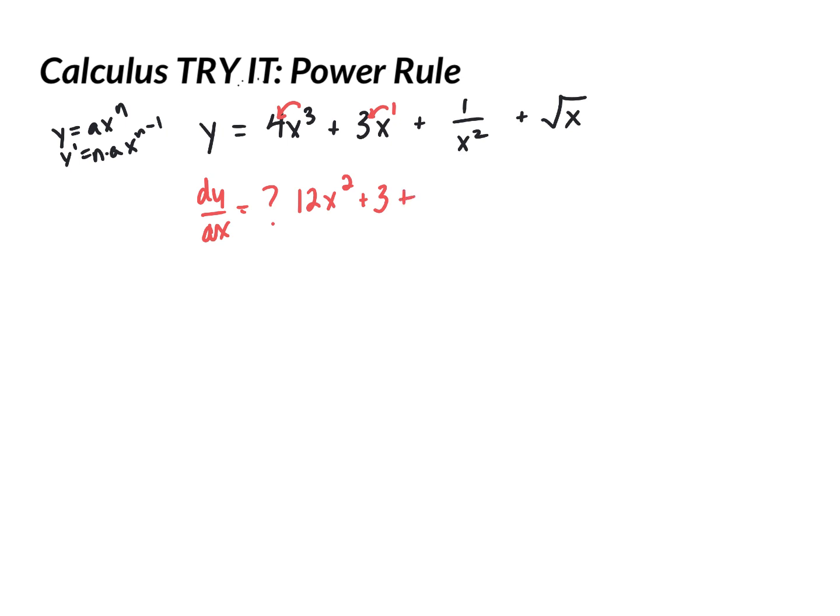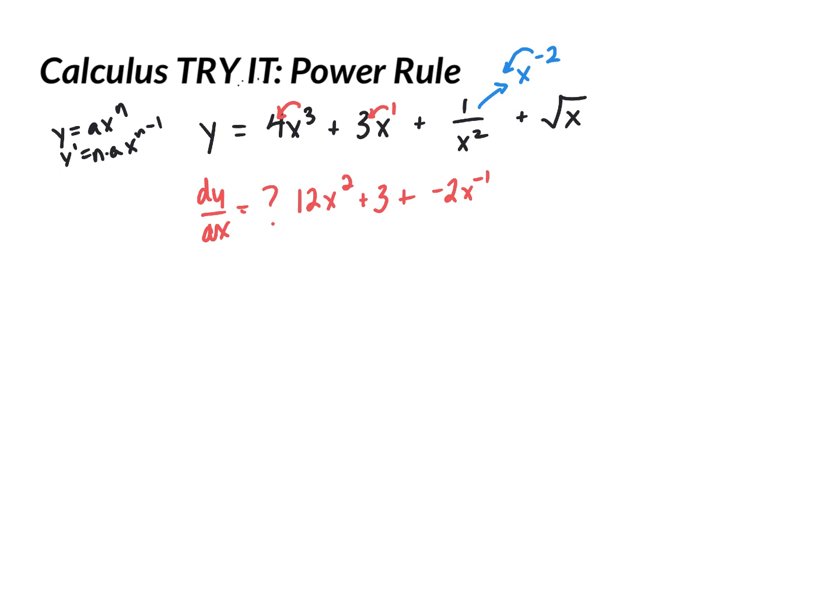Now, here, I'm going to rewrite this as x to the negative second, right? 1 over x squared. So we bring that negative 2 out front, and then drop the power by 1, so it becomes negative 2x to the negative first, which I'm going to rewrite here in a second. I'm going to make one more pass through.